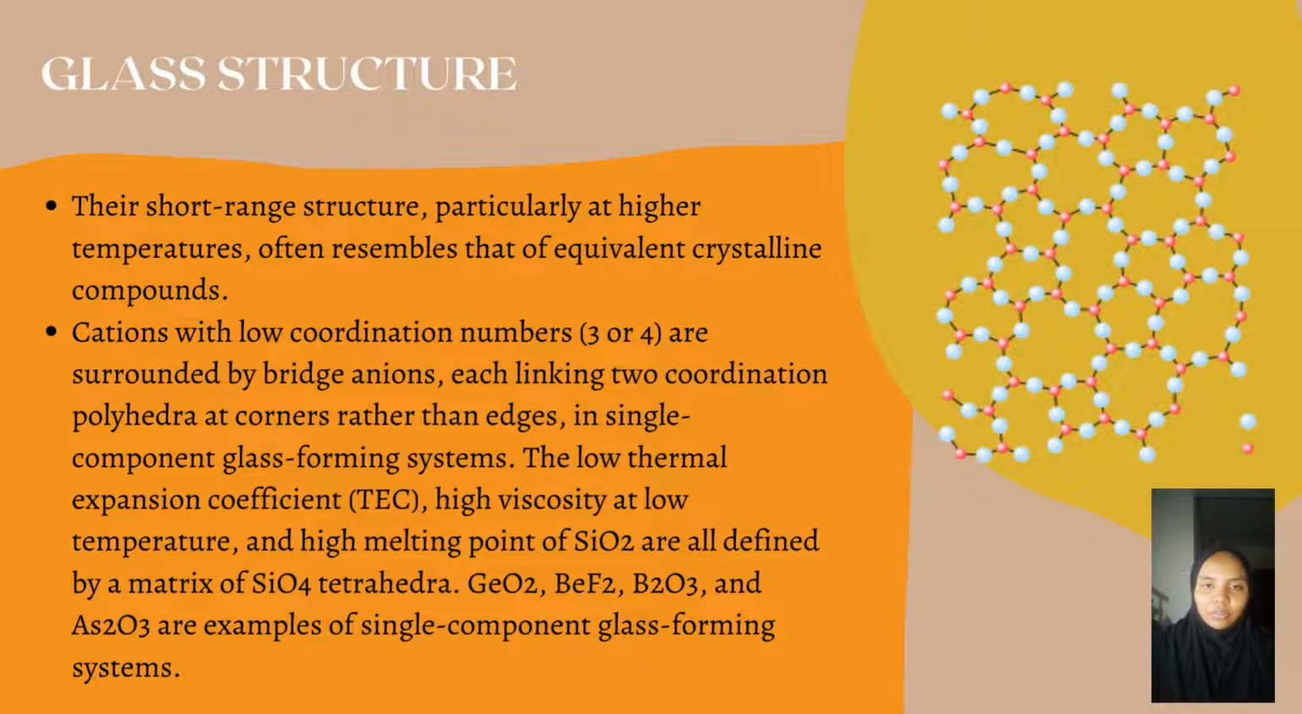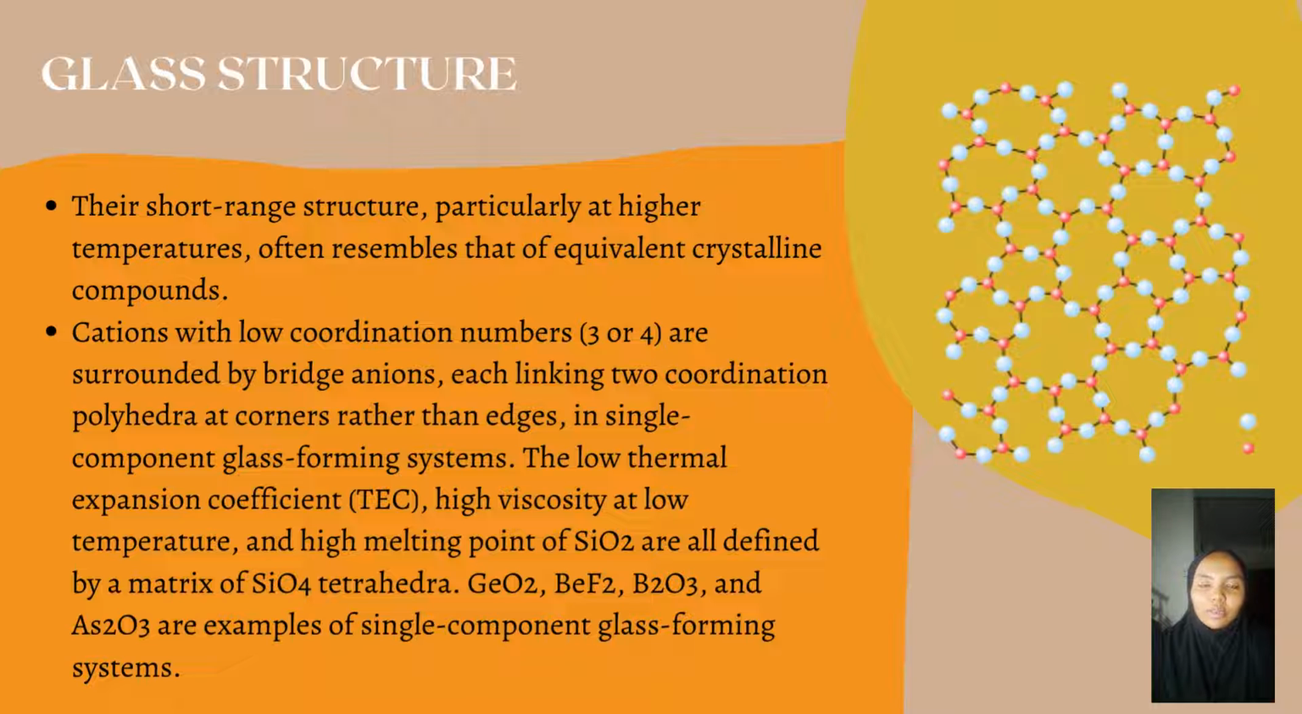The second structure of ceramic is the glass structure. Their short-range structure, particularly at high temperatures, often resembles that of equivalent crystalline compounds. Cations with low coordination numbers, 3 or 4, are surrounded by bridging anions, each linking two coordination polyhedra at corners rather than edges in a single component glass forming system.